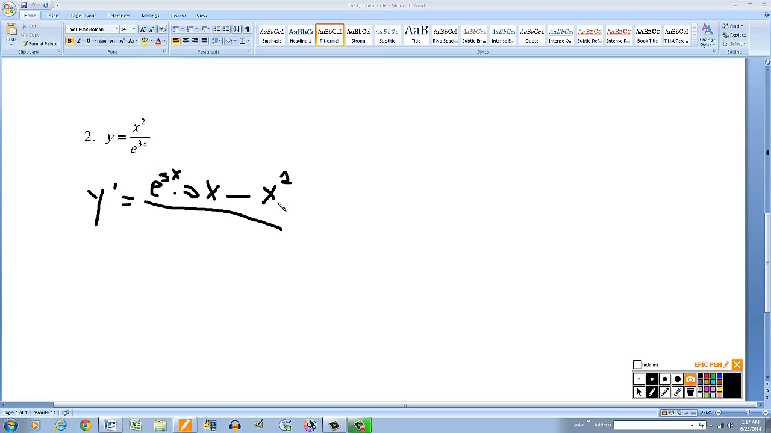The derivative of the denominator is an exponential, so the formula showed you it's really just the exponential, which is e to the 3x, times the derivative of the exponent. Derivative of 3x is 3. And that's over the denominator squared. So e to the 3x squared becomes e to the 6x.